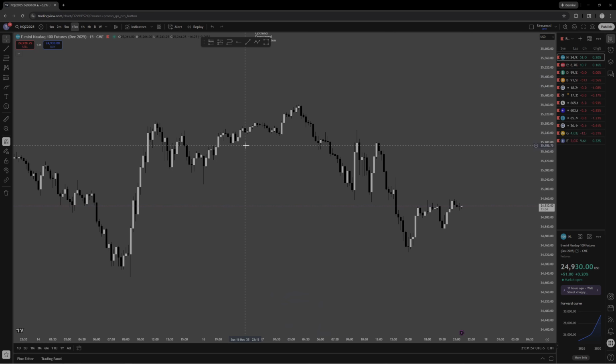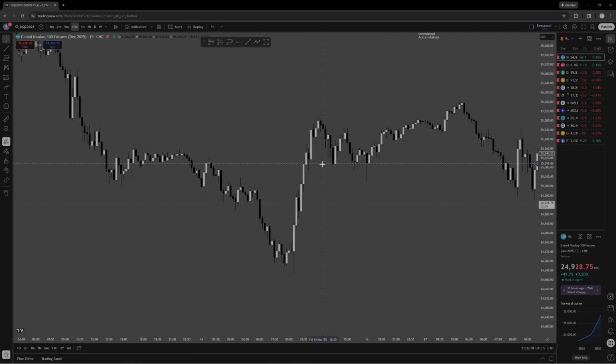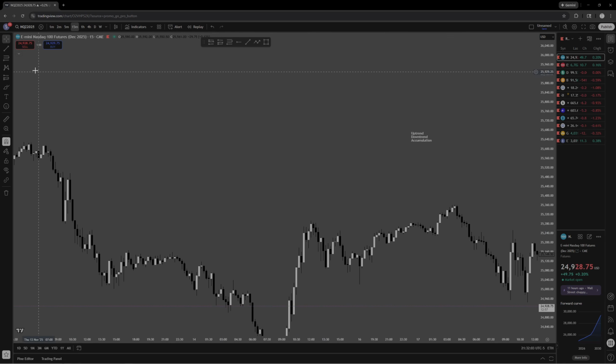I think this should be fairly obvious to most, but what is an uptrend? An uptrend is essentially a low, a high, a higher low, a higher high, a higher low, a higher high, and so on. You get it. So now let's spot this within the market.